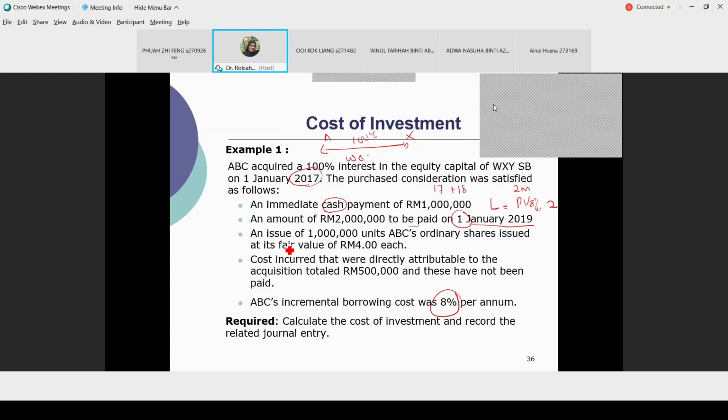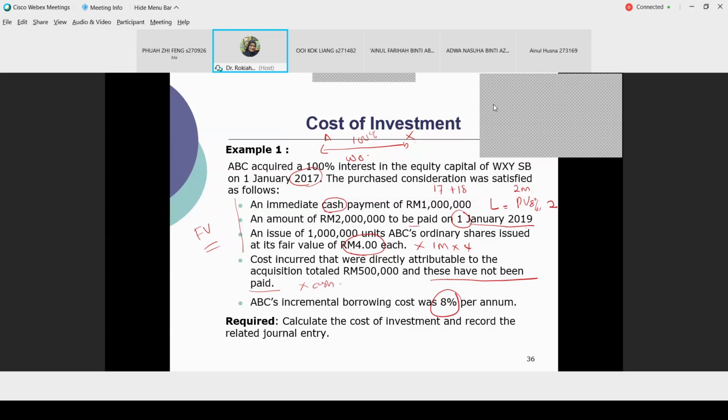Okay, and then the next one, issue 1 million ABC shares at the fair value of 4 ringgit. So you need to multiply 1 million times 4, because we need to use fair value. All these amounts should be at fair value. And then the acquisition costs incurred that were directly attributable to the acquisition total 500, and these have not been paid, meaning that there is no cash payment involved here.